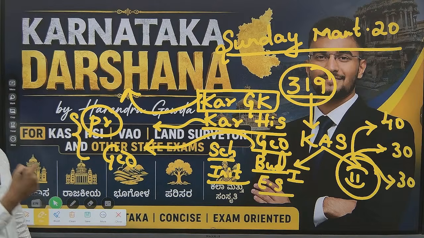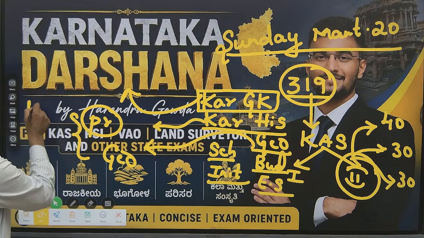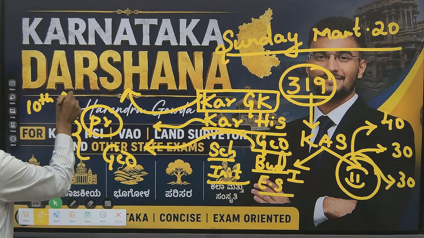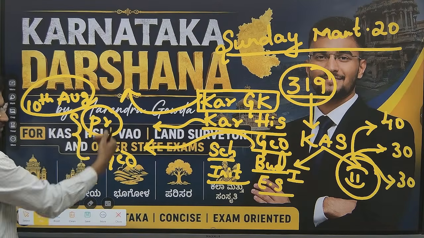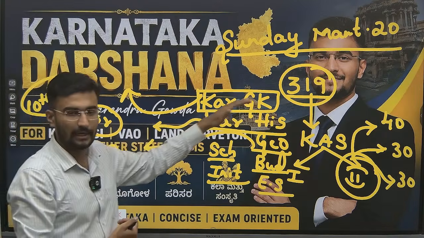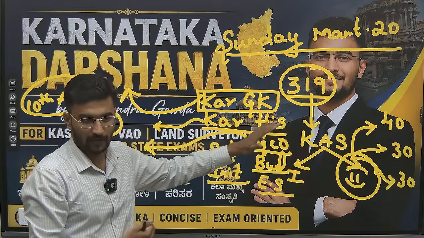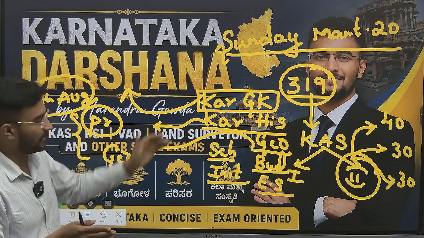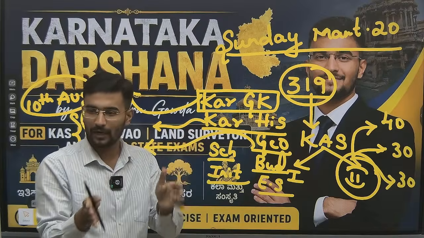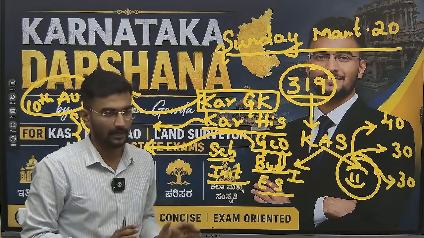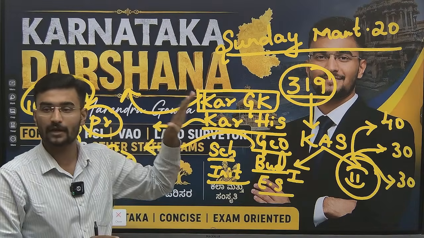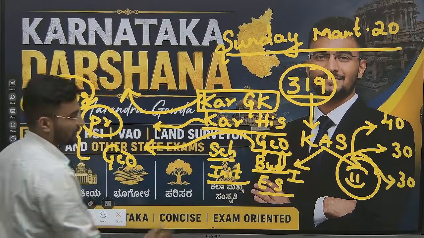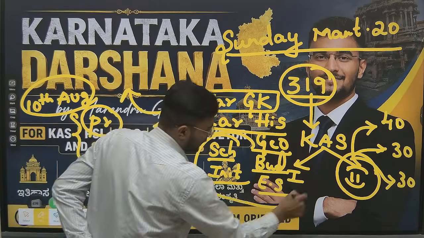Both of these will start from tomorrow, that is 10th of August. 10th of August ಶುರುವಾಗುತ್ತೆ. With respect to Karnataka history and geography, the timings will be from 2:30 up to 7 o'clock. It is a period of some 4 hours with a half hour break. This is about Karnataka history and geography, followed by Karnataka schemes, budget and economic survey.